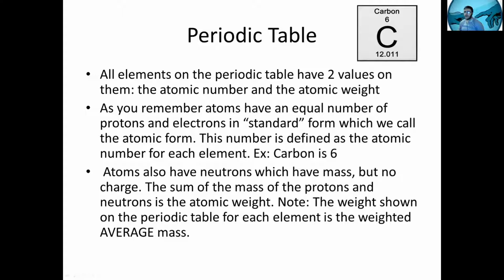As you remember, atoms always have an equal number of protons and electrons in their standard form. And it's in quotations because this is what we call the atomic form. But you can think of the atomic form as the standard form. This is the generic form that it will normally be found in. And anything other than that, like maybe an ion form, is something out of the ordinary, it's something special.